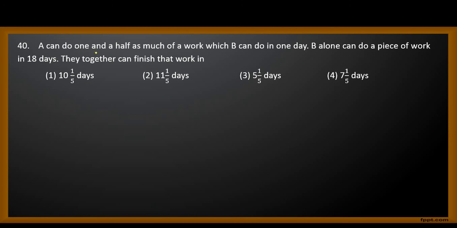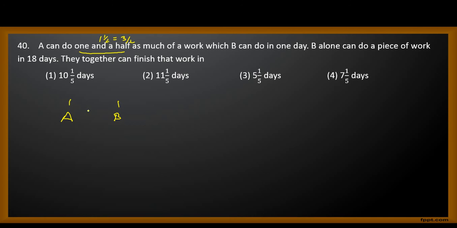A can do 3/2. Clear here. Okay, this part. A can do 3/2 as much work as B can do in 1 day. It means A and B, both are in one day only.